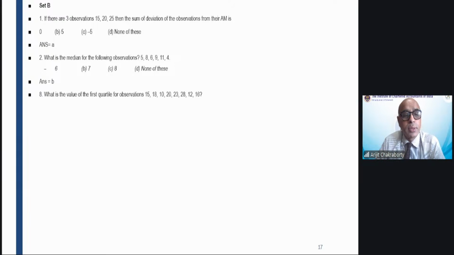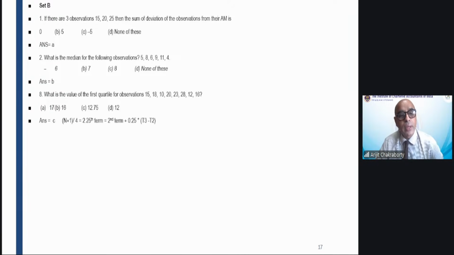Question number 8, what is the value of the first quartile for observations 15, 18, 10, 20, 23? Important questions. Here again, the approach would be: what is the value of the first quartile for the observations? So here we have to look at the values given, and then we have to see the total number.